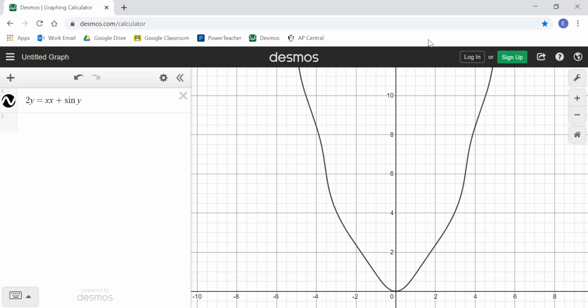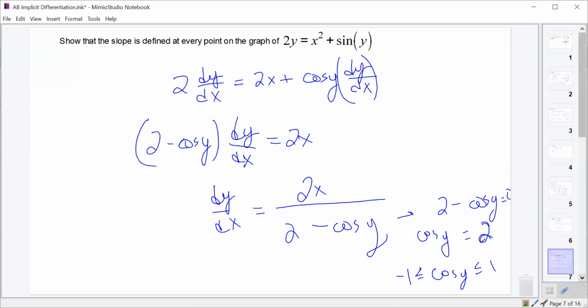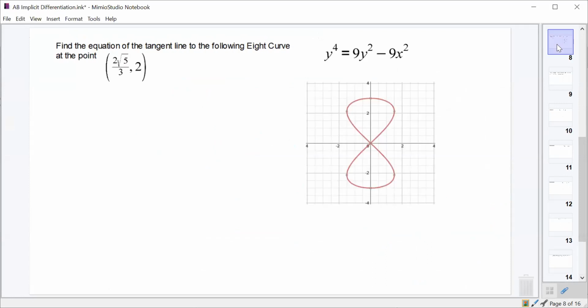All right, let's do some more. Everybody feeling reasonably okay about this so far? I hope. Why don't you take a minute and see if you can come up with the equation of the tangent line to this curve at the point 2 root 5 over 3 comma 2. So take 3 or 4 minutes and see if you can write that equation.